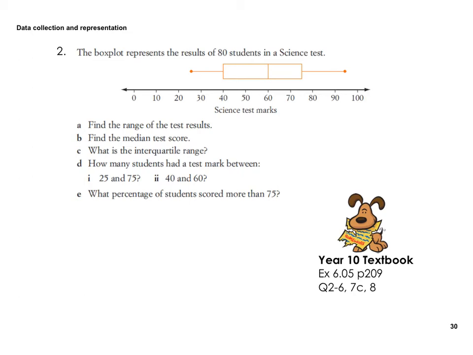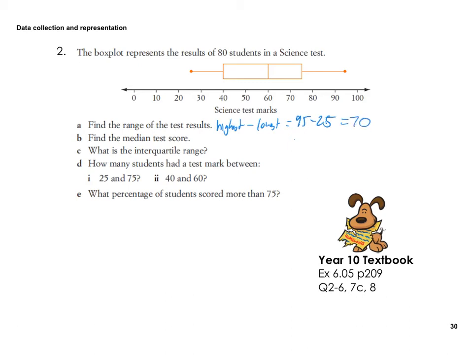So remember, range is highest minus lowest. That highest looks to be 95. Lowest, I'd say, is 25. So that's just going to be 70.